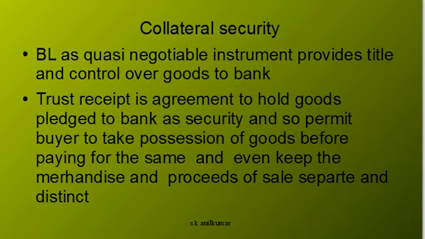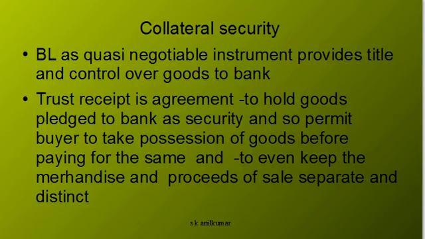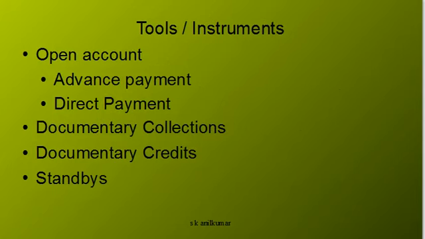Collateral or security. BL as a quasi-negotiable instrument provides title and control over the goods to the bank. Trust receipt is an agreement to hold goods pledged to the bank as security and so permit the buyer to take possession of the goods without payment and keep the merchandise and proceeds of the sale separate and distinct. So when a buyer takes the goods from the bank, he is saying that he will keep the goods and the proceeds of the sale separate and distinct, and these will remain pledged to the bank till he pays for it.